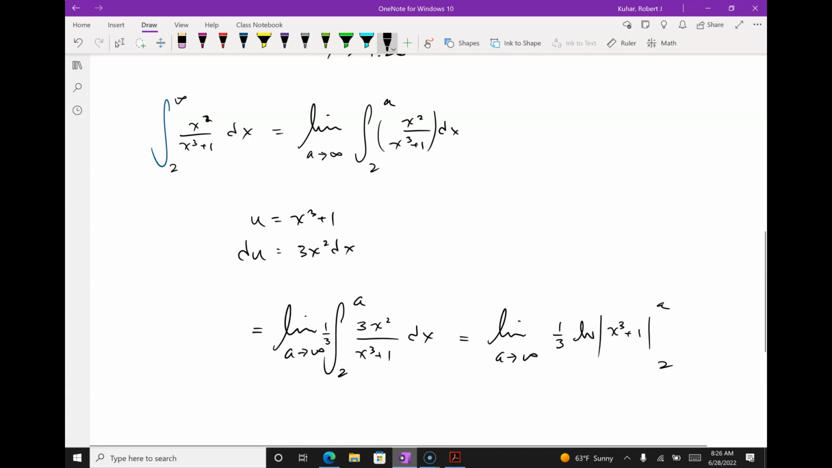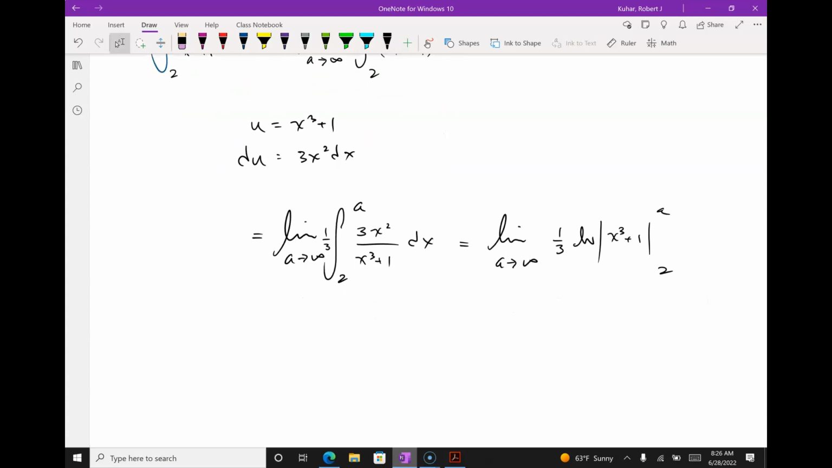Remember, I'm getting an infinite area or volume. I want to see if it actually adds up to some number, right? So then I have to evaluate. Now where am I evaluating at? I'm evaluating at a, but there I have to take a limit, and then I'm evaluating at 2, and I don't have to take a limit, right? So the limit as a goes to infinity of 1/3 of the ln of a cubed plus 1. Obviously, I don't need the absolute value at this point, right? Because I know I'm bigger than 2 even.